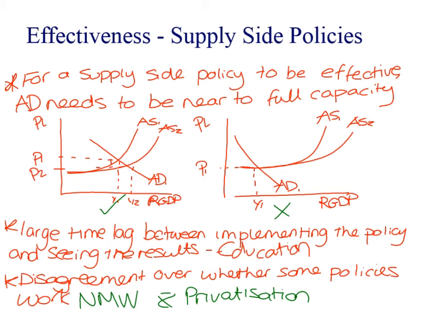There's also disagreement over whether some policies work, such as whether the national minimum wage actually helps supply side, because it's meant to increase the incentive to enter the labour market. And whether privatisation actually works; this is a big topic for A2. Is privatisation effective or not? And reducing trade union power, well, we kind of already did that in the 80s, so we're not going to be able to reduce that too much more. There's a fantastic page on this in the textbook, so I recommend you read that through.